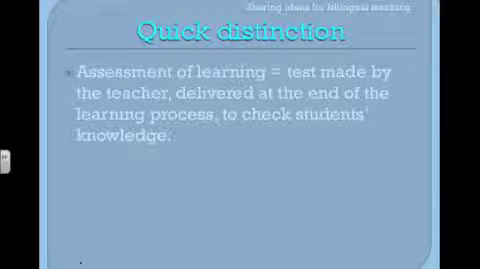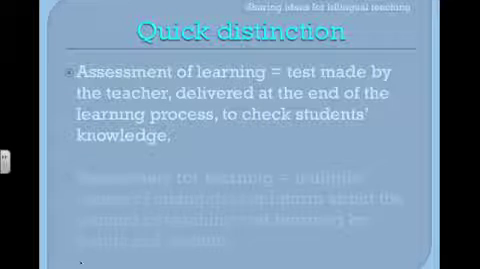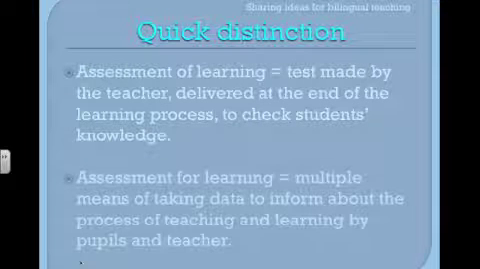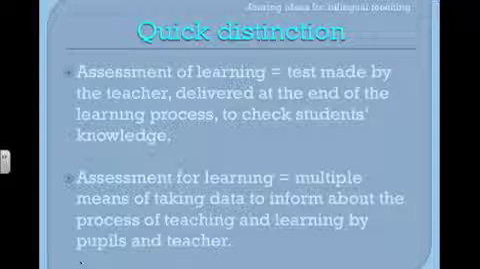Assessment of learning is a test made by the teacher, delivered at the end of a unit or the lesson to check the student's knowledge. This is usually the most common type of assessment that we will see in our classes. Assessment for learning is a multiple means of taking data to inform about the process of teaching and learning, made by the pupils and the teacher as well.